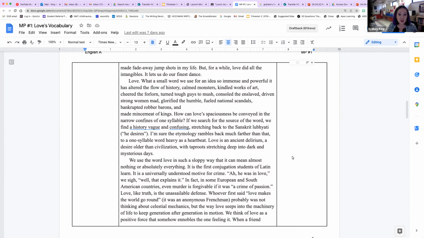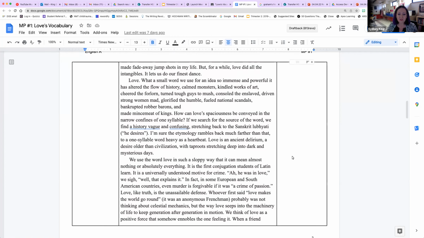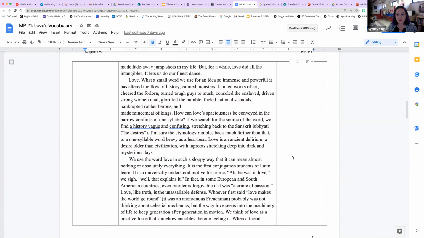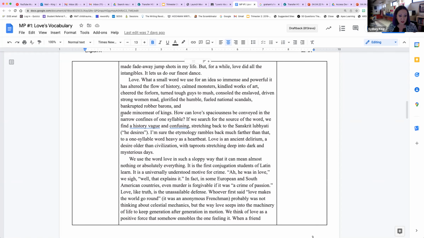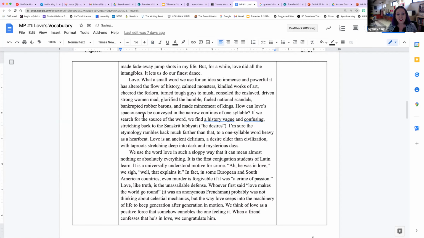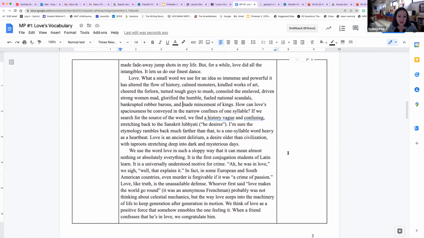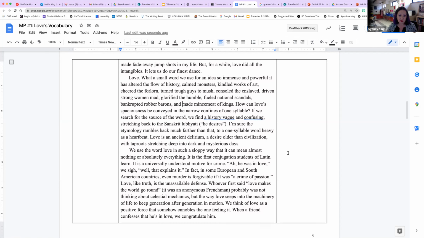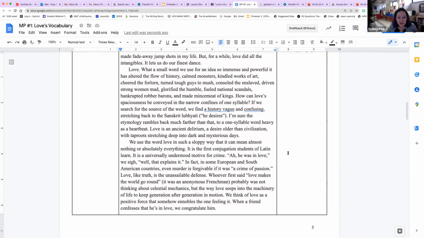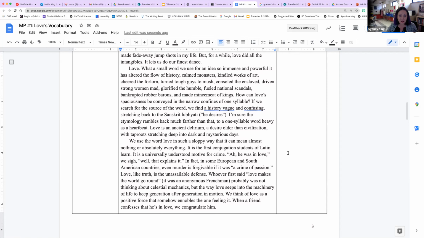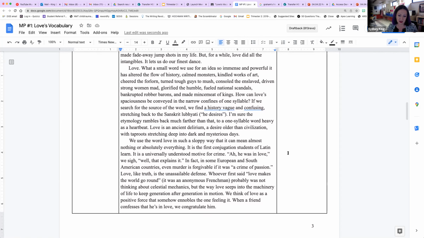Love. What a small word we use for an idea so immense and powerful it has altered the flow of history, calmed monsters, kindled works of art, cheered the forlorn, turned tough guys to mush, counseled and enslaved, driven strong women mad, glorified the humble, fueled national scandals, bankrupted robber barons, and made mincemeat of kings. How can love's spaciousness be conveyed in the narrow confines of one syllable? If we search for the source of the word, we find a history vague and confusing, stretching back to the Sanskrit lubhyati, he desires.